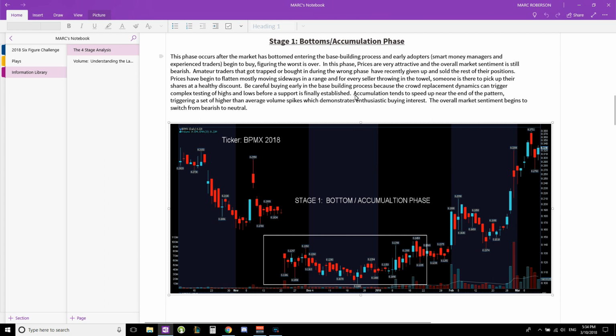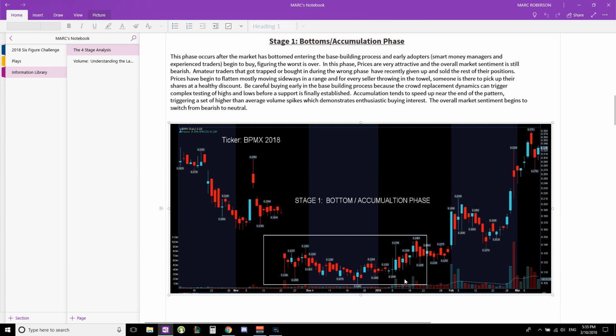Okay, now accumulation tends to speed up near the end of the pattern, triggering a set of higher than average volume spikes, which demonstrate enthusiastic buying interest. As you can see, as it had that dip down, the volume down here was pretty low as it was doing some soul searching, trying to identify support and resistance. Once that was established, you can see the volume began to spike up, showing that there was some interest and buyers were beginning to come in and accumulate in this price range. As you can see here, volume spike up here, another volume spike up here.